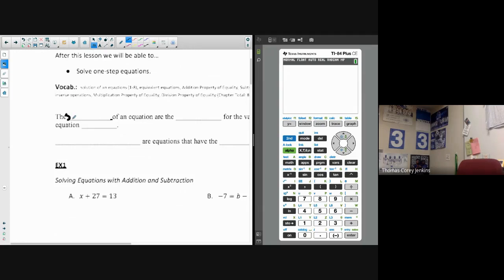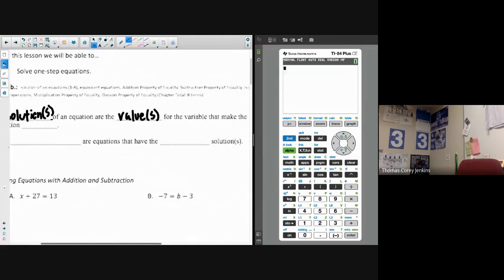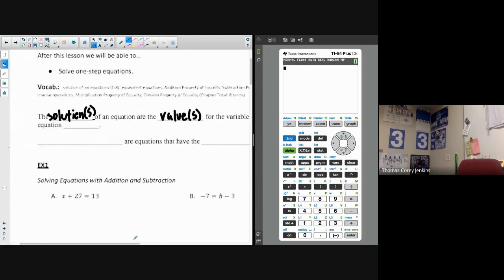So I'm going to write solution. So usually just solution. We can have equations that have multiple solutions, so solutions of an equation are the value or values for the variable that make the equation true.